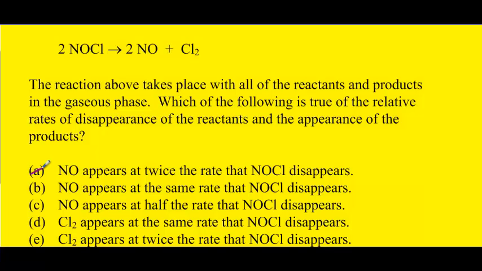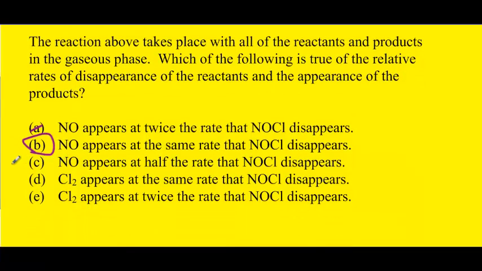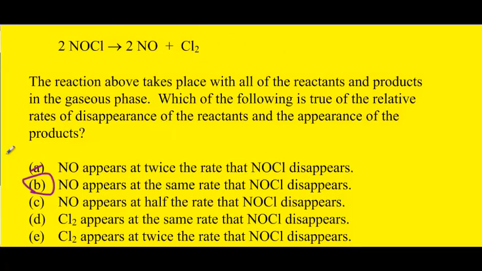Choice B says NO appears at the same rate that NOCl disappears. This would indicate that they have the same coefficient, which they do. So I'm thinking this looks good as a choice, but I always want to check my other choices. NO is half the rate. No, they have the same coefficient. Cl2 appears at the same rate as NOCl disappears. No, they have a different coefficient, so they can't be the same.